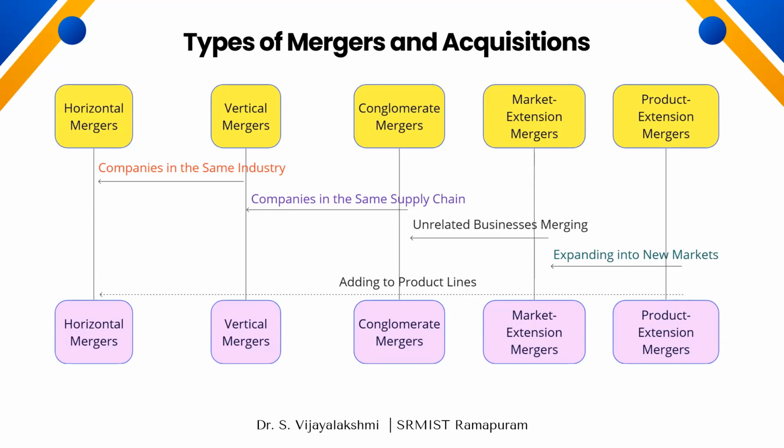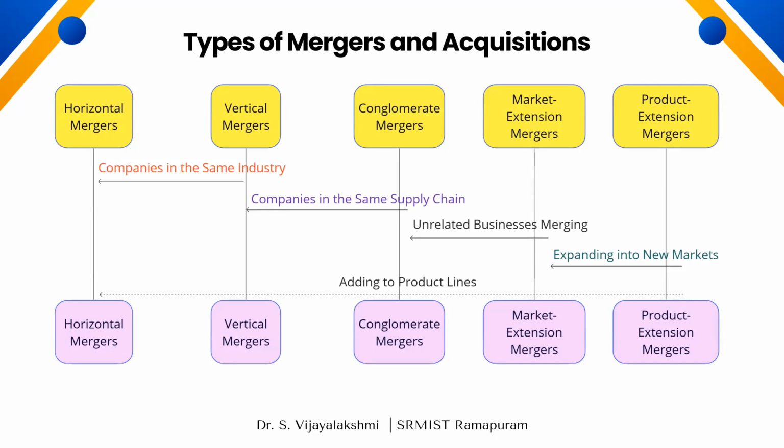Horizontal mergers. These involve companies operating in the same industry. The primary goal here is often to increase market share, reduce competition, or achieve economies of scale. For instance, a merger between two smartphone manufacturers is a classic example of a horizontal merger.